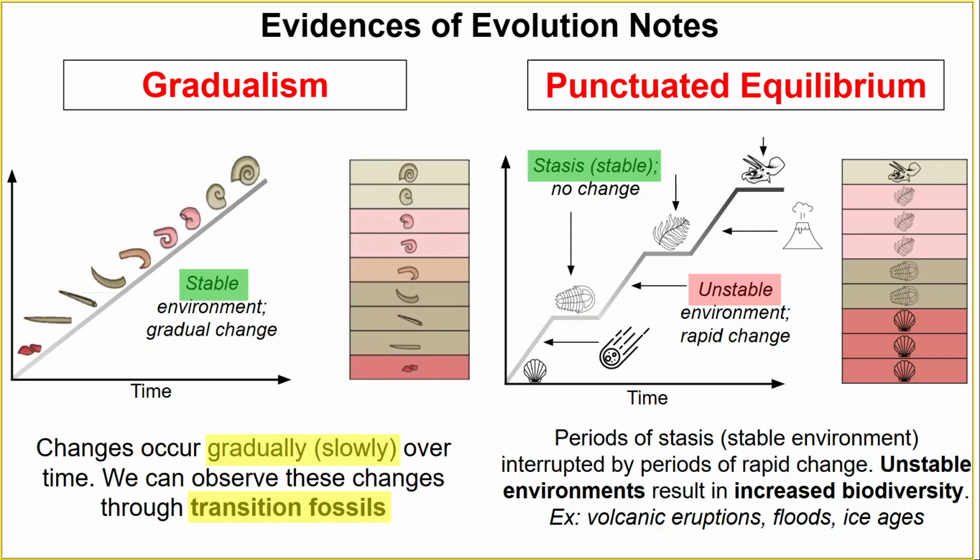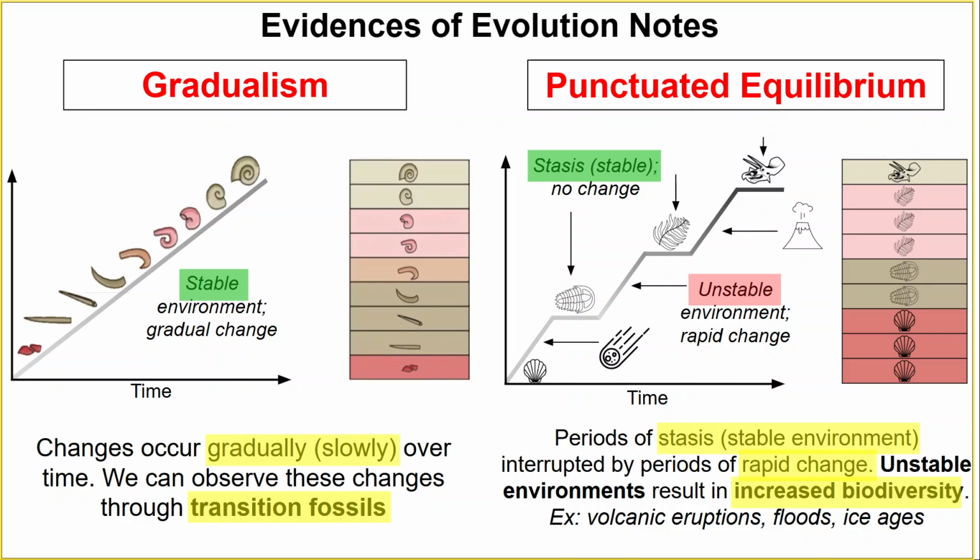So this is shown with a period of stasis, or a stable environment, interrupted by fast periods of rapid change. So we had stasis and a stable environment, and then a volcano, or a hurricane, or a tornado, and it caused some kind of rapid change that caused our organisms to change incredibly quickly. So this caused an increase in biodiversity. That's the important thing about punctuated equilibrium. We're always increasing biodiversity with our punctuated equilibrium.